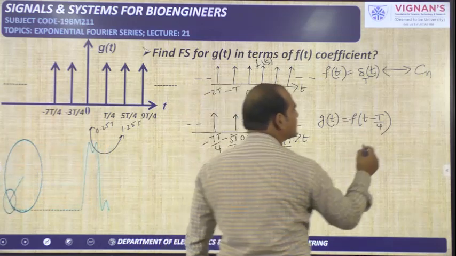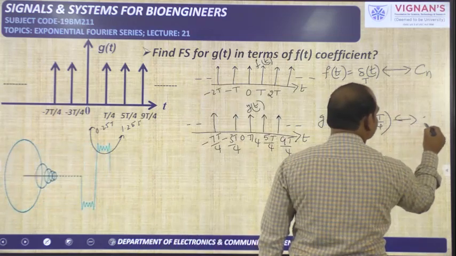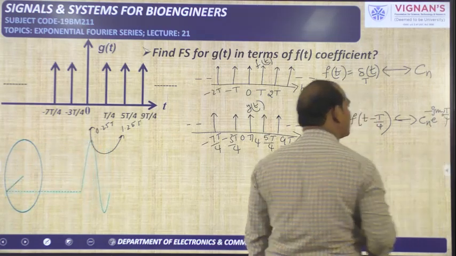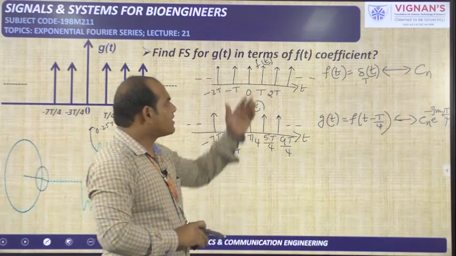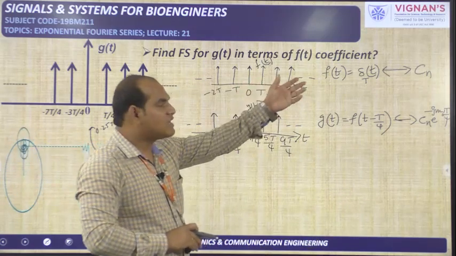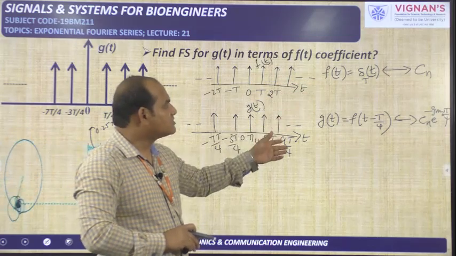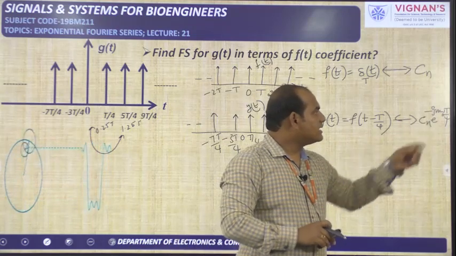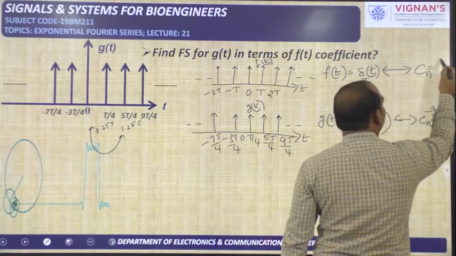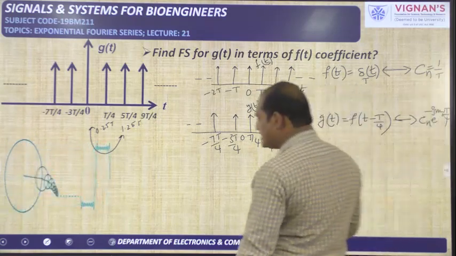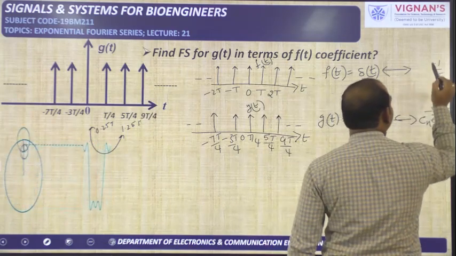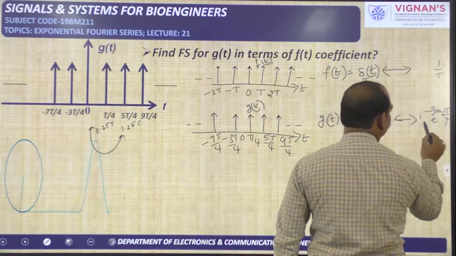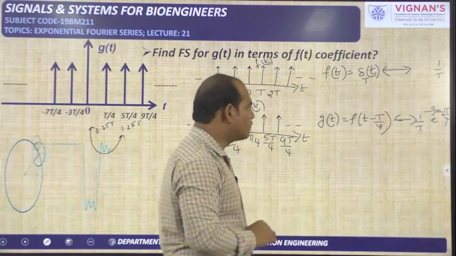Okay, so this one we got the Fourier series coefficient is Cn into e power minus jn omega naught into capital T by 4. So we have two signals here, f of t and g of t. For f of t we got the Fourier series coefficient is Cn, and for g of t we got Fourier series coefficient is Cn e power minus jn omega naught into T by 4. Cn means what here? 1 by T. So instead of writing Cn, I will write 1 by T. So for the impulse train signal we got here 1 by T coefficient, here 1 by T into e power minus jn omega naught into T by 4 we got.